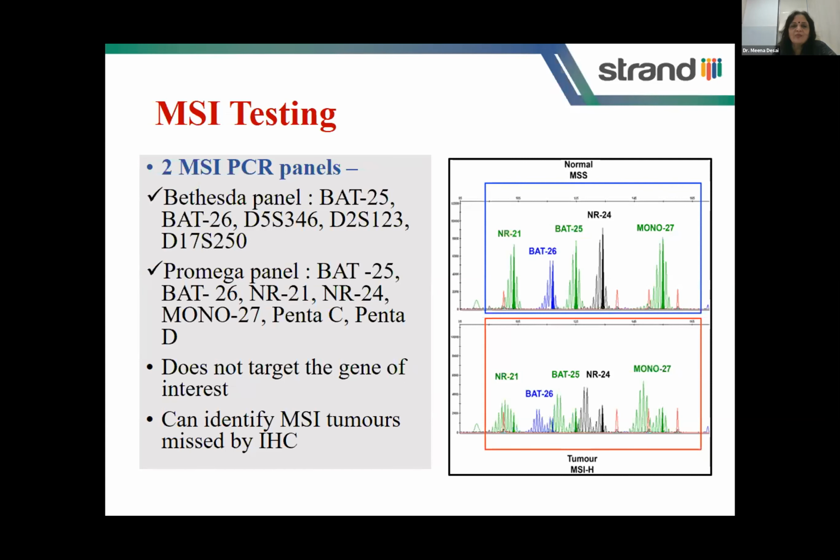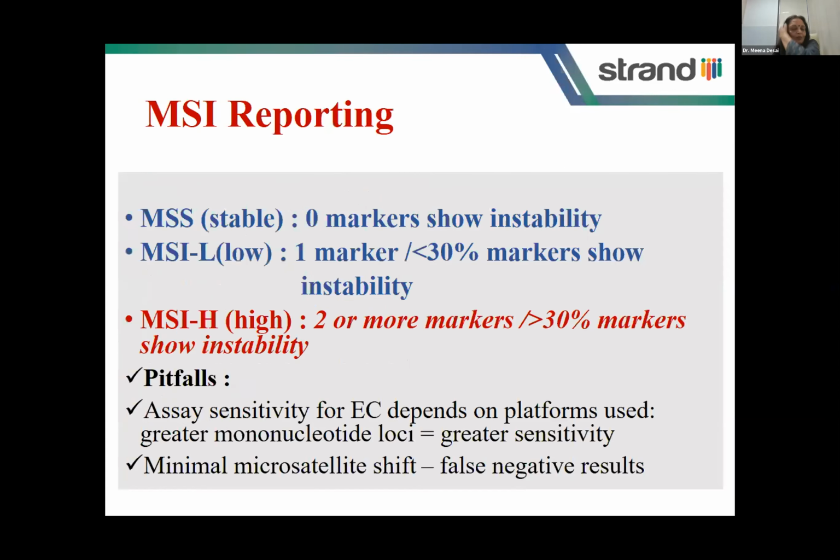This is the MSI panel. I cannot go deep into it due to lack of time, but this is done on the PCR platform. The main thing is that it does not identify the gene of interest. It can only identify MSI tumors, which are also missed by IHC. And the main thing is that if 2 or more markers, which are more than 30% of markers, are lost, then they show instability. The assay, you must remember, depends on the platform.